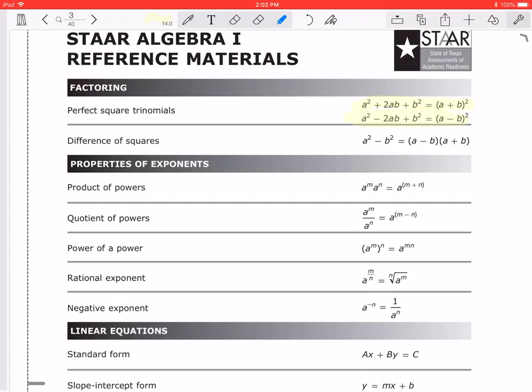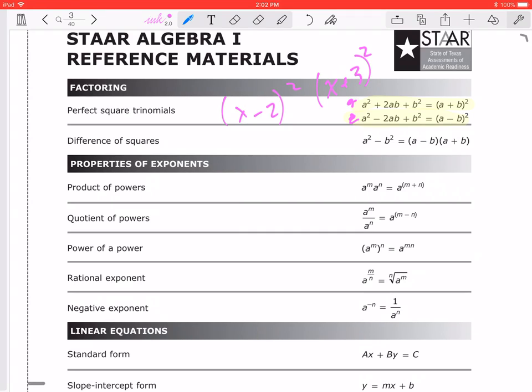So if you see a quadratic equation that is, say for example, let's say we have x minus 2, and that's squared. That's a perfect square trinomial, and that's the one that's here. That's the second one here. Now if you see something that looks like, let's say, x plus 3 squared, then we know that's this first one here.